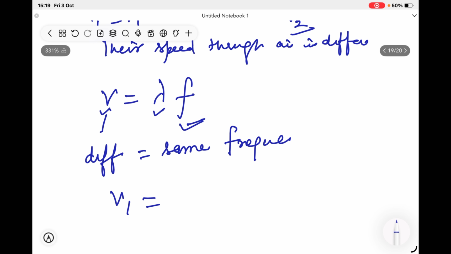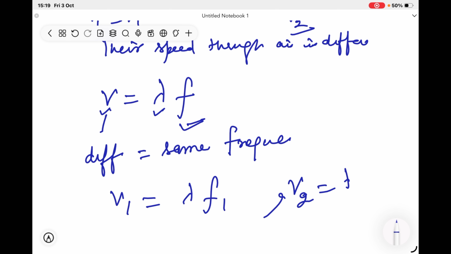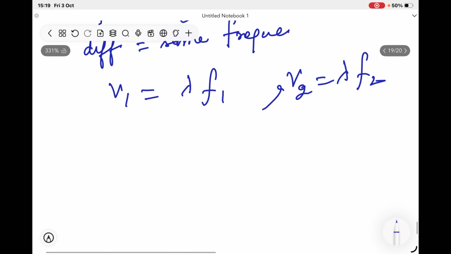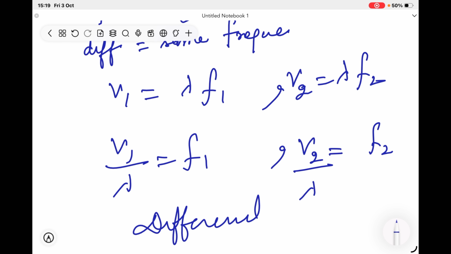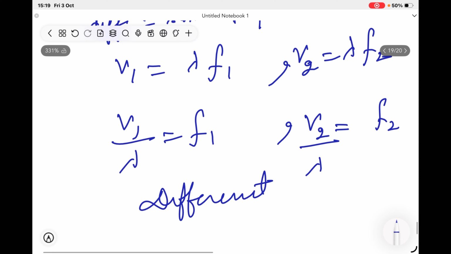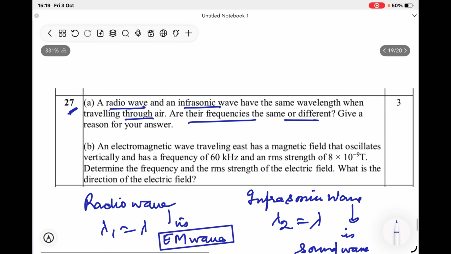If you wish, you can write it this way: v1 equals lambda into f1. And here velocity is v2, lambda is the same wavelength. So frequency is v1 by lambda here, and here frequency is v2, a different speed, by lambda. So you can write the frequencies will be different. Now let us see the next part of the question.